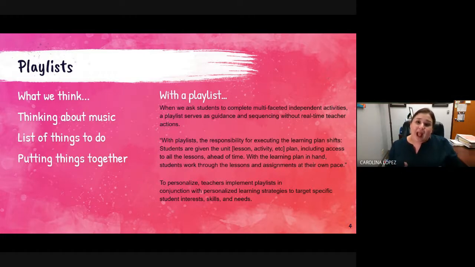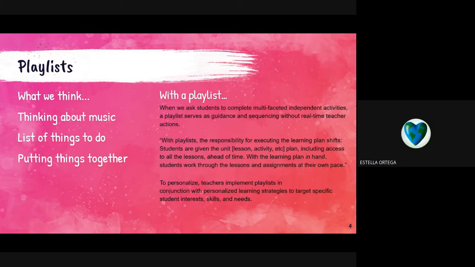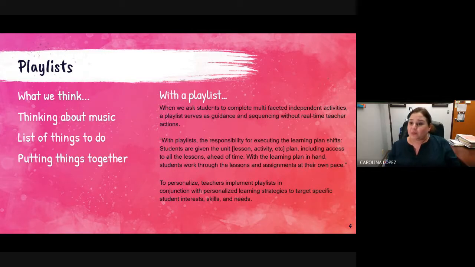So having a playlist for a child who may be experiencing some anxiety, especially right now with the pandemic. I just read an article about how this is a very real issue, not only for adults, but also for teens and children. Then this may help students who are going through this just to know, okay, this is what's coming down the pipeline. This is what's going to be expected of me. Anything else before we move on?